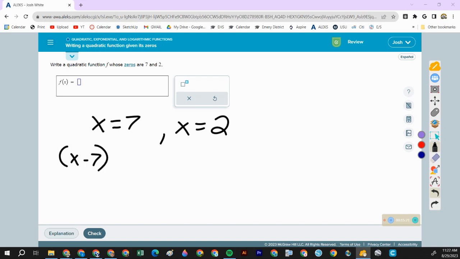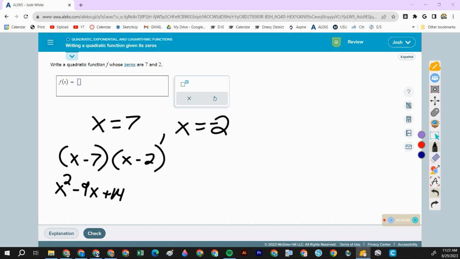X minus 7. And what factor would create x equals 2? X minus 2. Now, I want you to try to do this in your head. What is going to happen when I multiply those together? I'll do the hard part for you. X squared. And then what? You're going to get a negative 2x and a minus 7x. So it would be negative 9x. And then the constant is going to be 14.